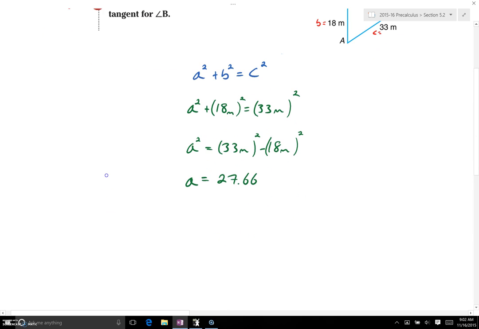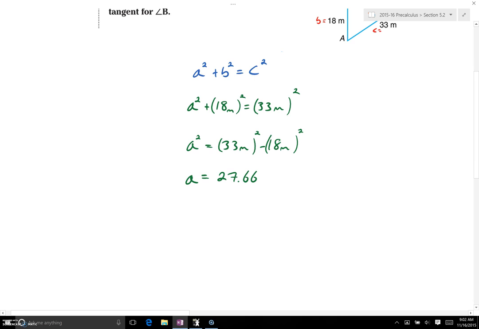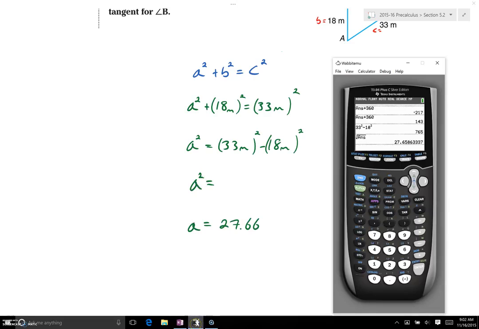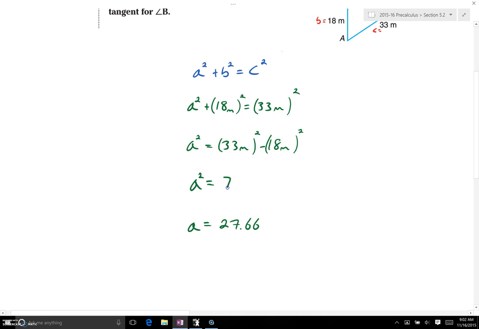Now, if we needed to give an exact answer, we could do that. So let me show you what the exact answer would look like. So we got that a squared was equal to 765.